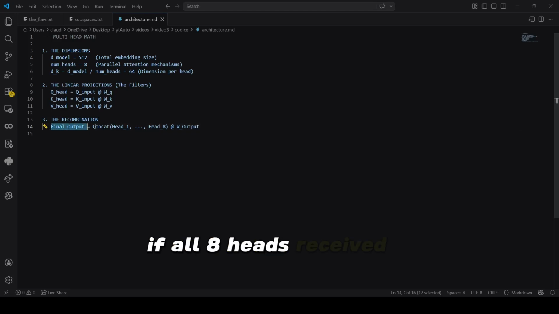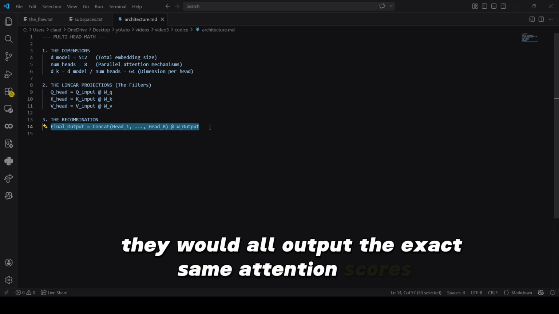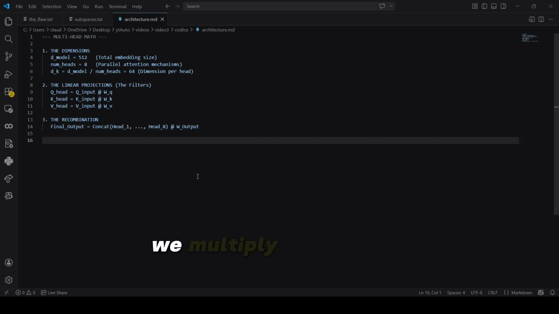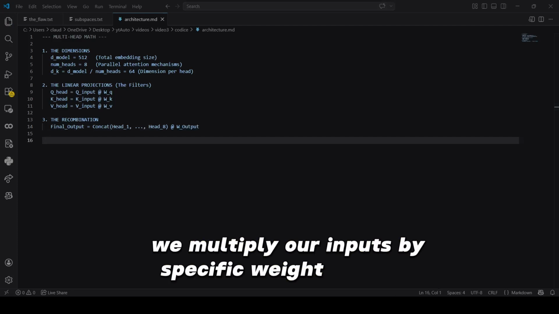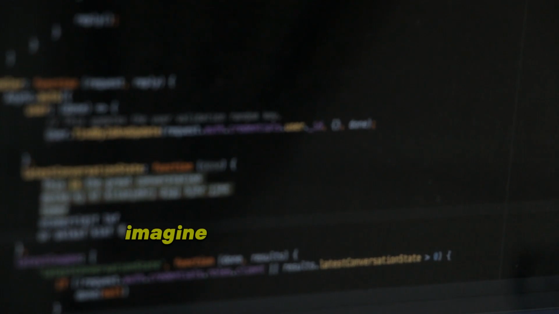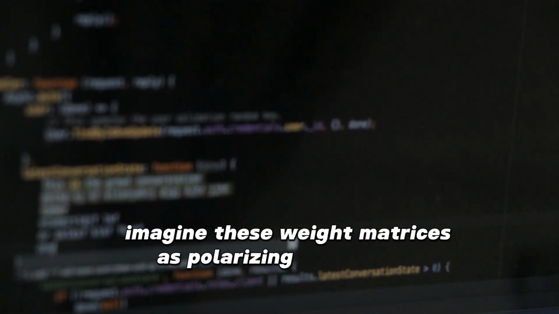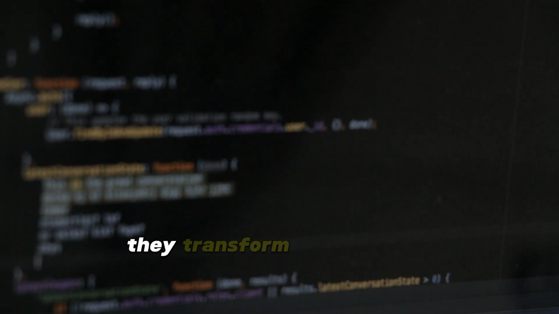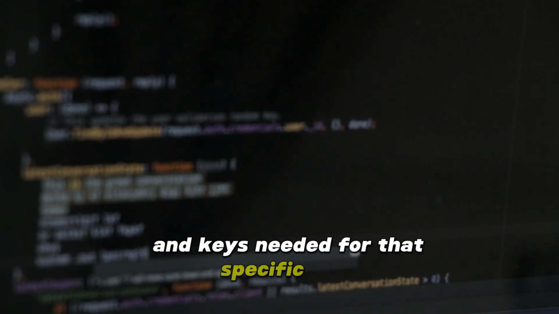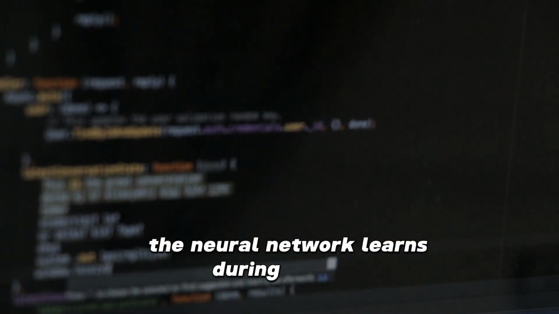If all 8 heads receive the exact same slice data, they would all output the exact same attention scores. That would be useless. To force them to learn different things, we multiply our inputs by specific weight matrices before calculating attention. We call these WQ, WK, and WV. Imagine these weight matrices as polarizing filters on a camera lens. They transform the raw words into the specialized queries and keys needed for that specific head. These weights are the actual parameters the neural network learns during training.